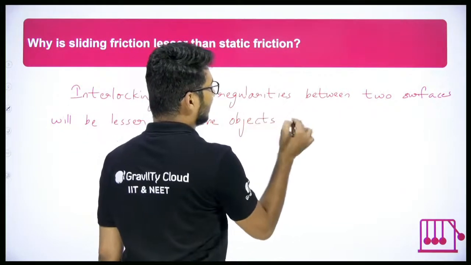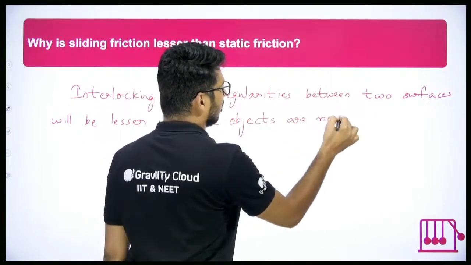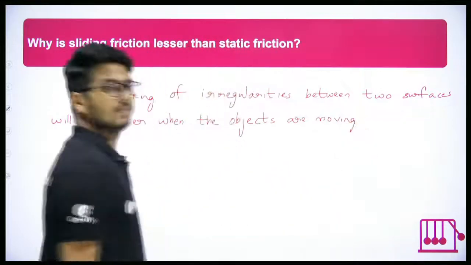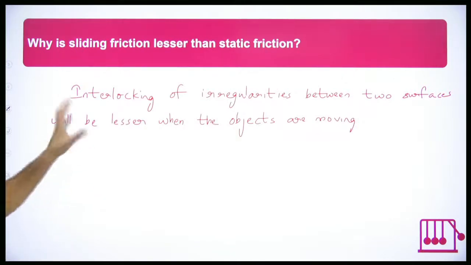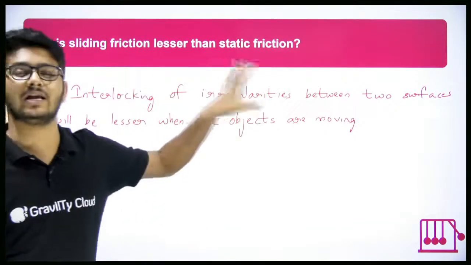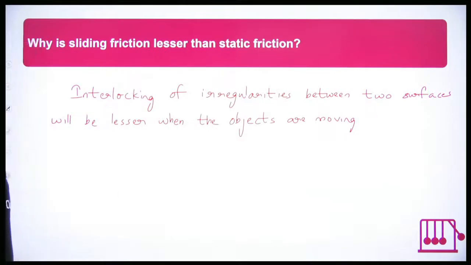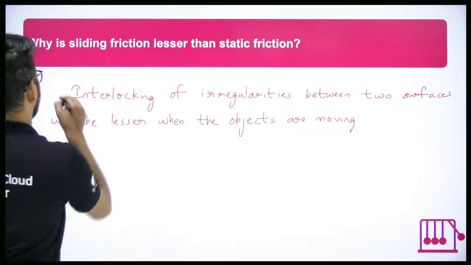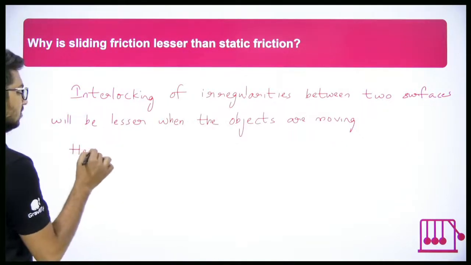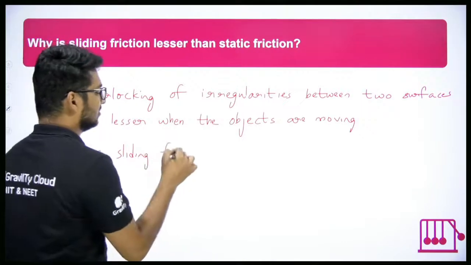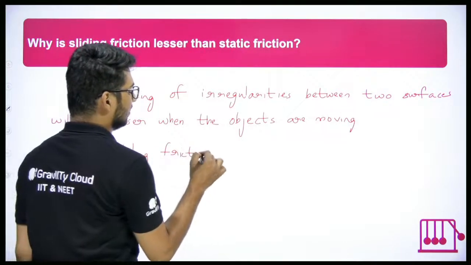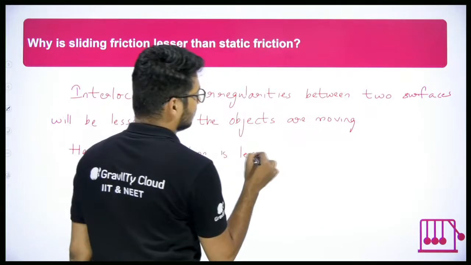And when the objects are moving, the friction that acts is called as what? Whenever the objects are moving, the friction that will act is called sliding friction. So in the case of sliding friction, the interlocking of irregularities is less. Yes or no? Hence, sliding friction is lesser than static friction.